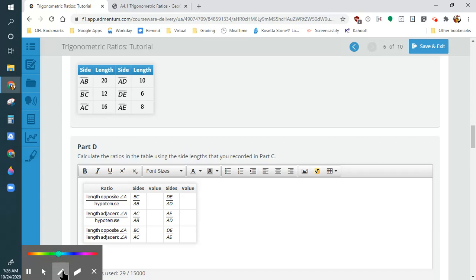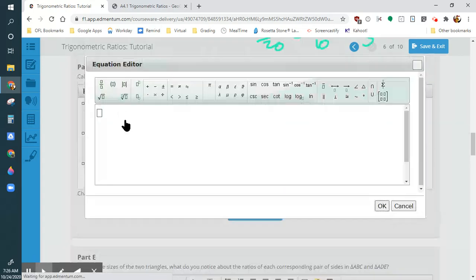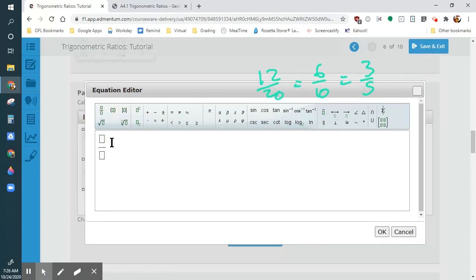Using my little stylus here, we have 12 over 20, which will reduce down to 6 over 10, or I could have divided by 4, and in this case divided by 2, and we get 3 over 5. So we get 3/5 here. I'm going to use the equation editor to make it a fraction. I'm going to say it's 3, use the down arrow to put the 5.